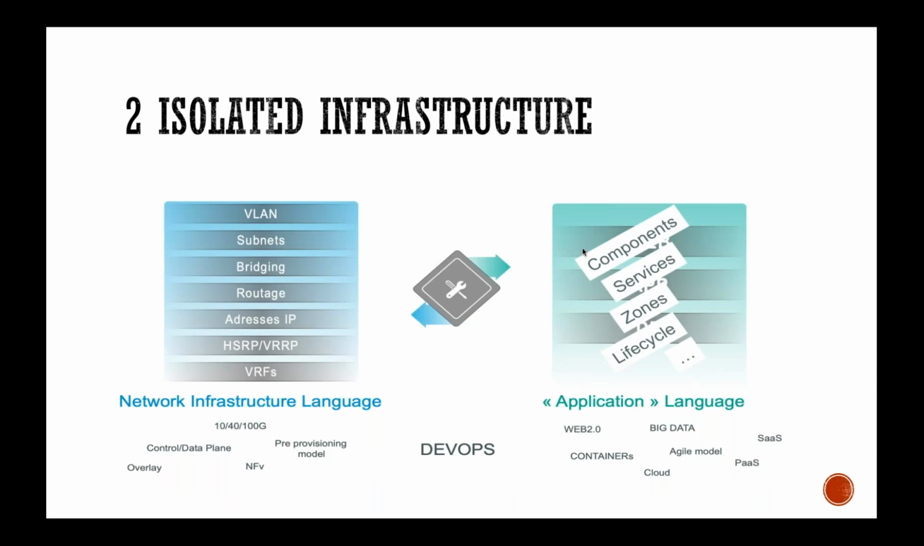Now, earlier we used to have two different isolated infrastructures, which I was talking about. In network, we have VLANs, subnets, bridging, routing, IP addresses, HSRP, VRRP, VRF. These are the things from the network point of view. Then on the application side, we have component services, zones, life cycles, big data, containers, cloud. All these things are the application.